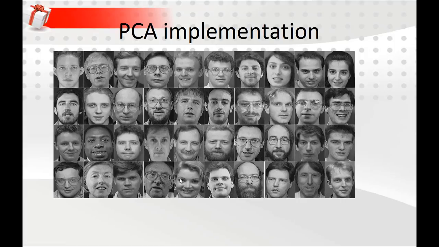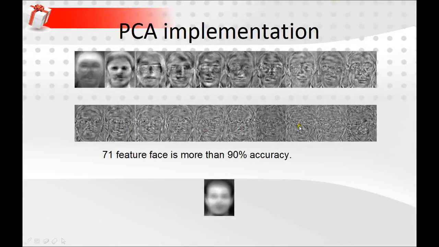Now we get into the PCA implementation. These 40 people are the pictures in the database. We base on this database to recognize others. You see, they are different, but it's difficult. They are a little similar, even to human eyes. Yes, there are 40 gentlemen.